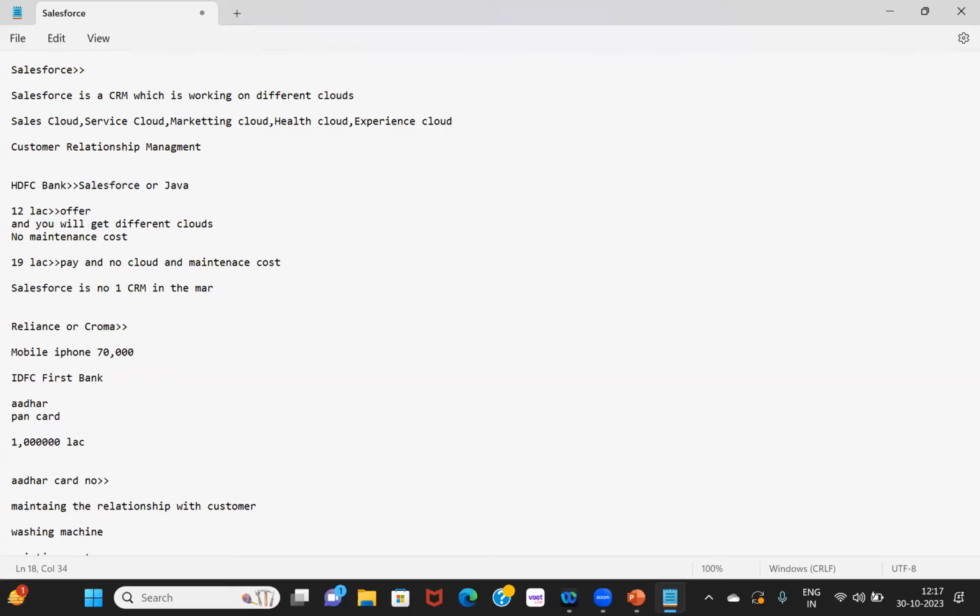Like why it is the number one CRM, there are a lot of reasons for that. Salesforce is the number one CRM in the world. But why are people adopting Salesforce? These are a few particular reasons that people are adopting Salesforce.